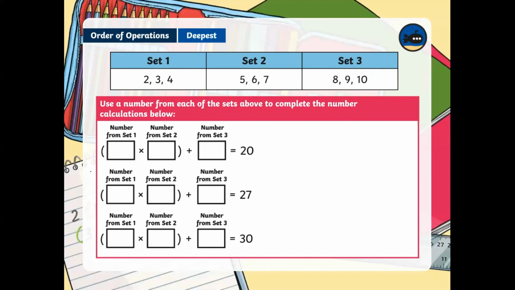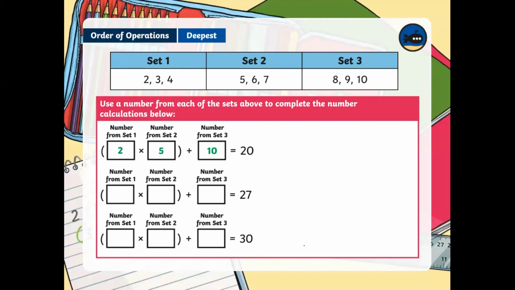Okay. So the first one is 2 times 5 plus 10. So 2 comes from set 1, 5 comes from set 2, and then 10 from set 3. And you can see that if you times 2 by 5, you get 10. And if you add 10, you get 20. So let's try number 2 together.